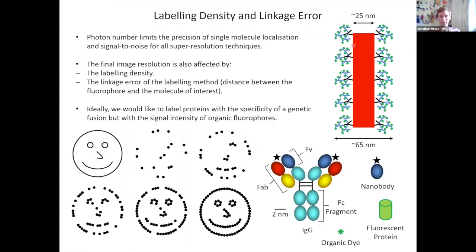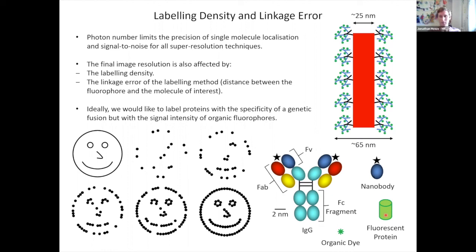Now, obviously, there are other labeling options out there. One of the smallest options, obviously, would be to use a fluorescent protein, which has the benefit of being exquisitely specific, but has the downside of the fact that fluorescent proteins are not as bright as organic dyes. So a typical fluorescent protein will give off about 1/10 of the number of photons as an organic dye. And there's also no amplification when you use a fluorescent protein, as there is with antibody labeling.